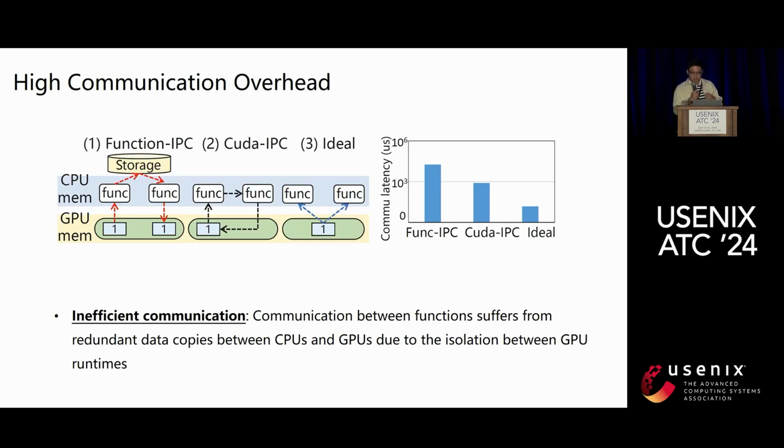And the third one is the communication overhead. Each GPU runtime has an isolated address space, so data transfer between the functions must pass through the host memory, involving back and forth data copies between the host memory and the GPU memory. While modern GPUs provide an IPC method for sharing GPU data directly between processes, this introduces additional overhead. Ideally, when two functions are on the same GPU, the intermediate data should be shared and accessed directly.